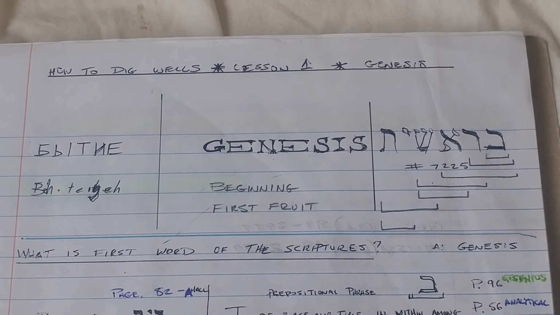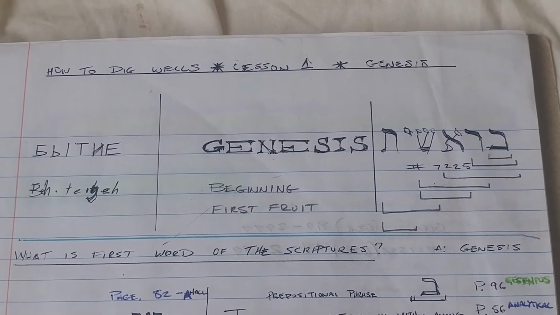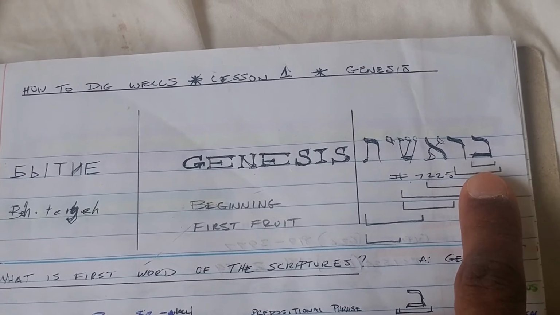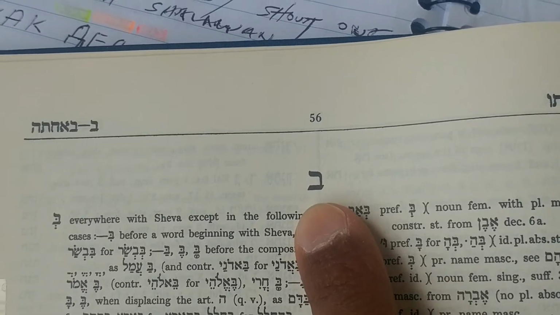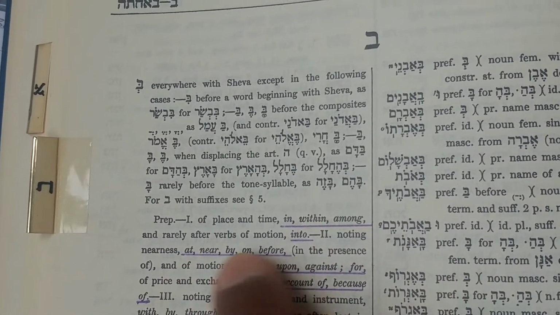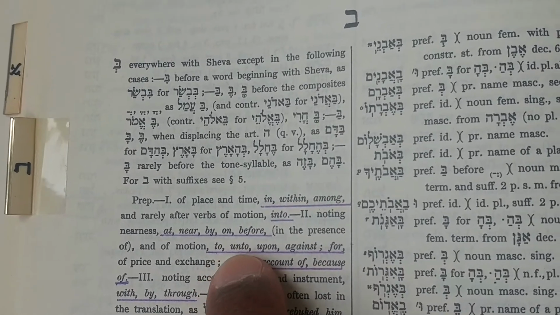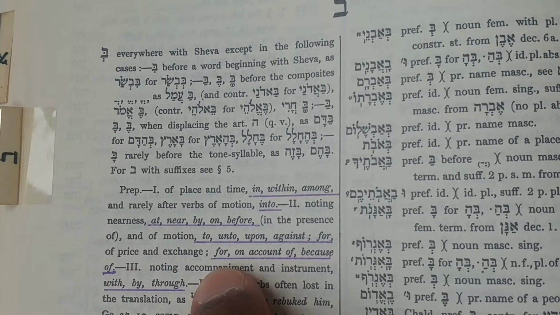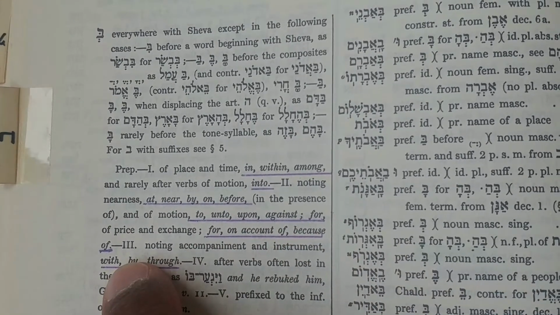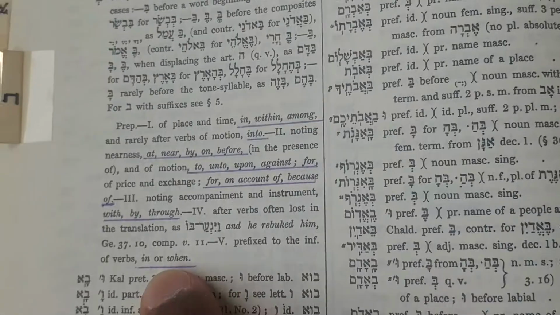Now, if you go to your Strong's Concordance dictionary, whichever one, you can find this word Bereshayat in Strong's Concordance number H7225. Okay, without further ado, we're going to be starting off with the first character. It's Ba. We're going to go ahead and break down Ba. It means in, within, among, into. Noting nearness, at, near, by, on, before, to, unto, upon, against, for. Of price and exchange, for, on account of, because of, with, by, through, in, or when, prefixed, in or when.